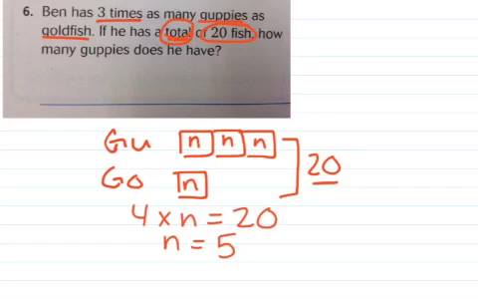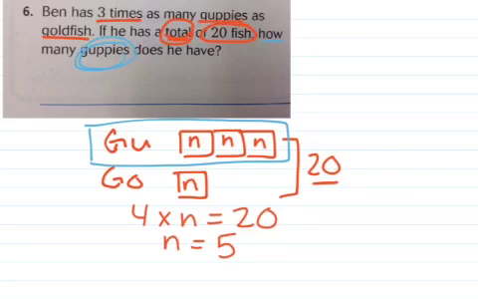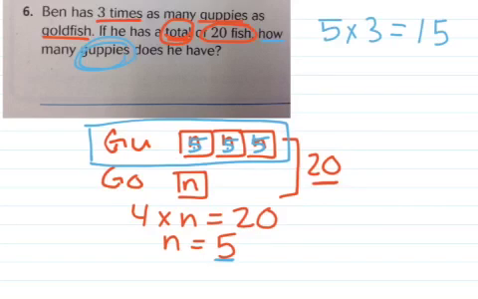Alright, now I have to go back into my problem and read what it wants me to find. It says, how many guppies does he have? Alright, so I need to focus on my guppies part then. Here are my guppies. I'm going to replace my n with my number 5, because I know that I have 5 for each of those n's. That's what this tells me right here. Okay? So, I have 1, 2, 3 5s. I know that if I have 3 5s, then my problem is 5 times 3. 5 times 3 is equal to 15. Alright, so I have 15 guppies.